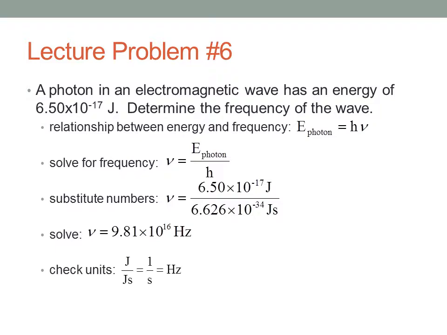Checking our units, notice joules would cancel. Joules divided by joules cancels. That leaves us with 1 over seconds. Seconds is in the denominator, so that would be a hertz. So that's how we get hertz.